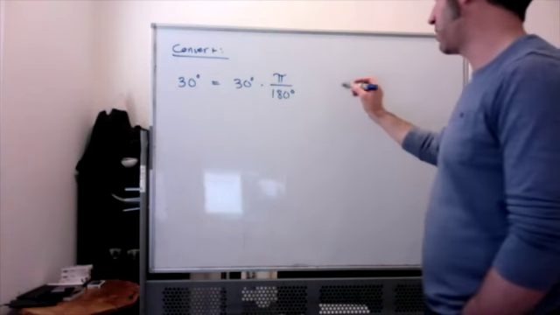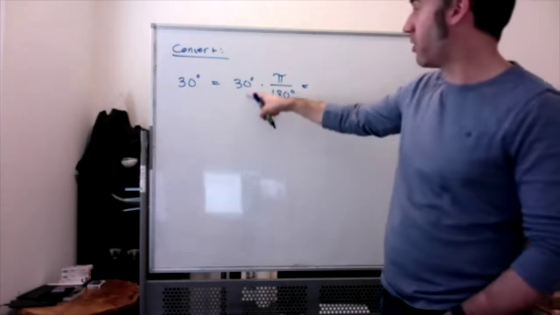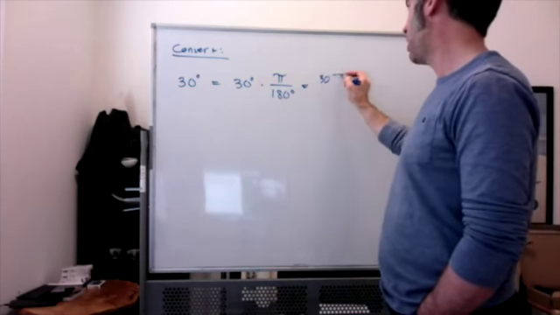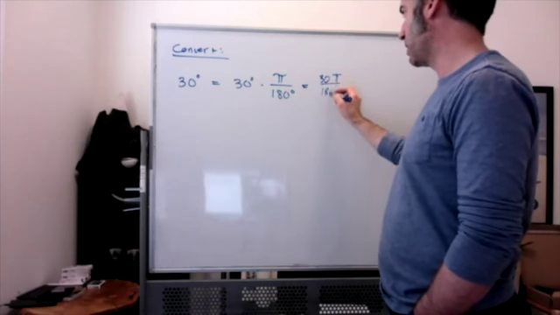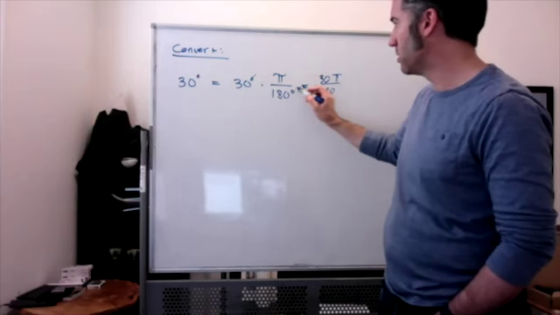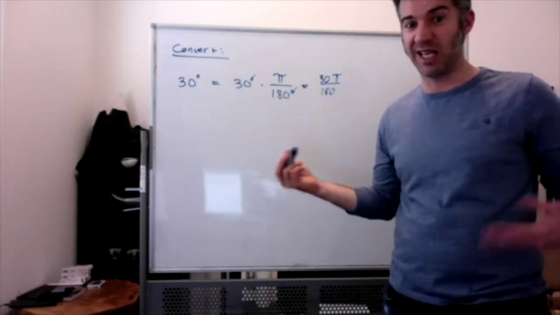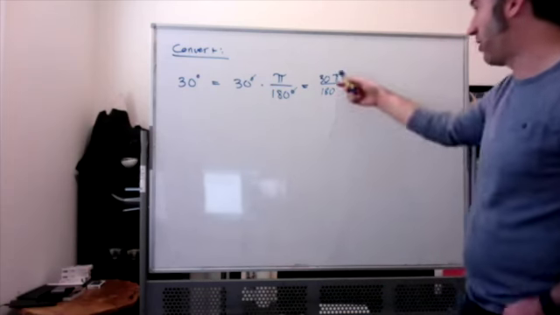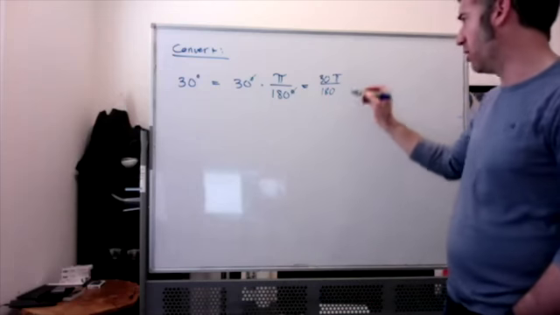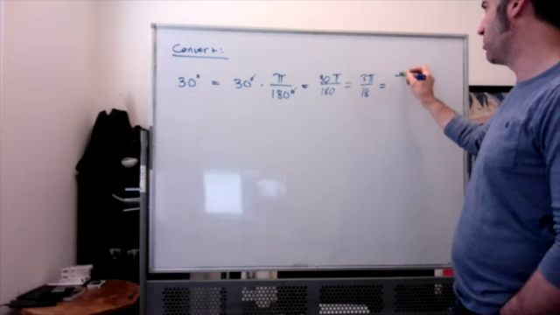So I can write this 30 as 30 over 1. And 30 over 1 times pi over 180 is 30 pi over 180. And I already canceled out the units. If I get degrees over degrees, they cancel out. Now you've got 30 pi over 180 radians. We should reduce this fraction though. This reduces to 3 pi over 18, which reduces to pi over 6.